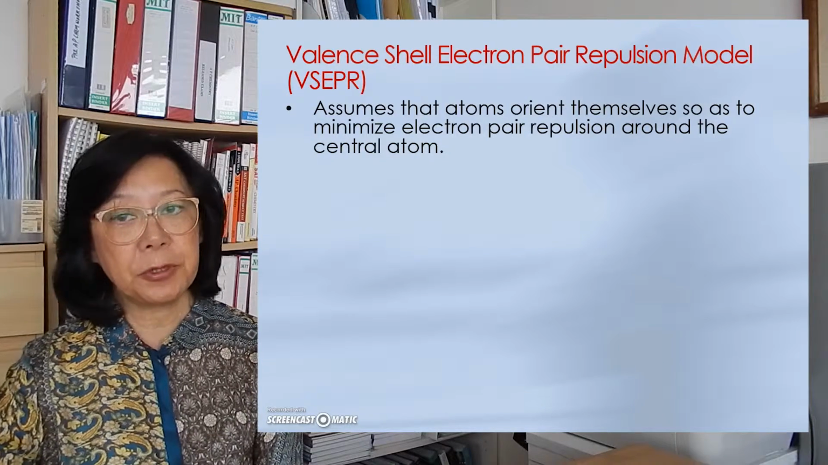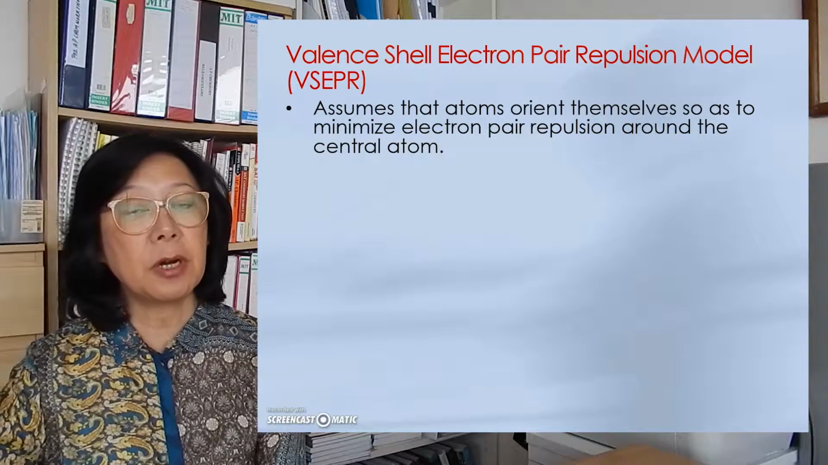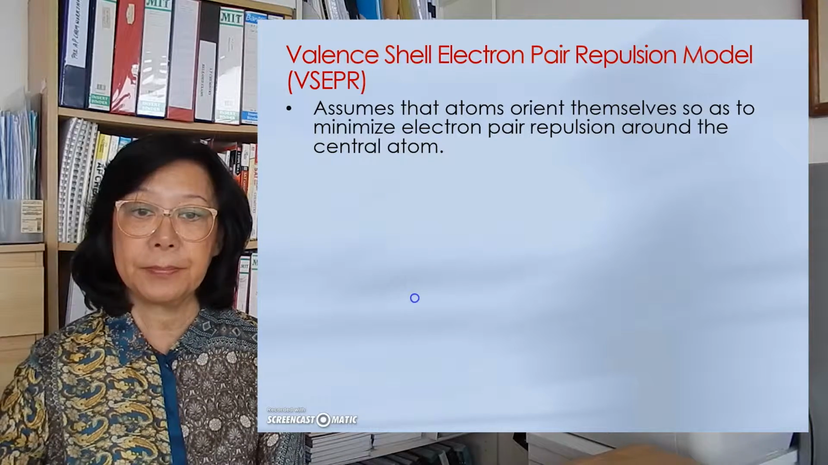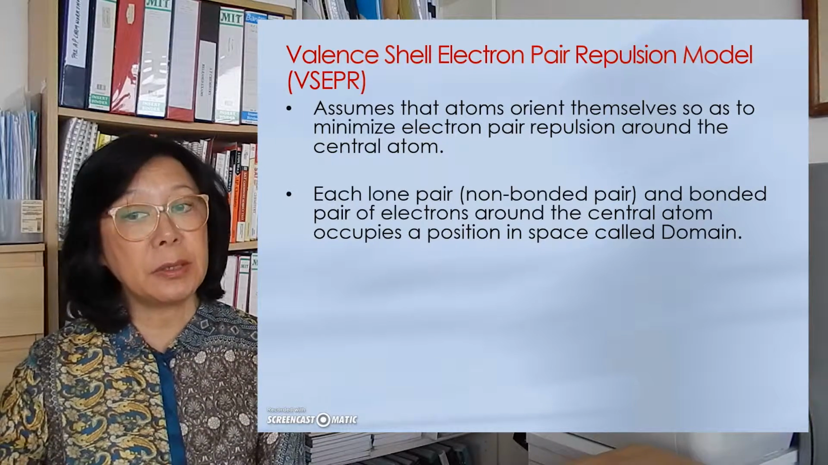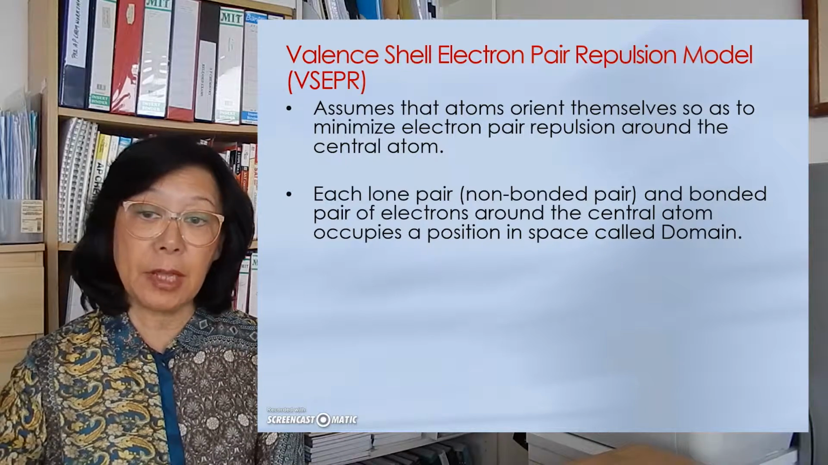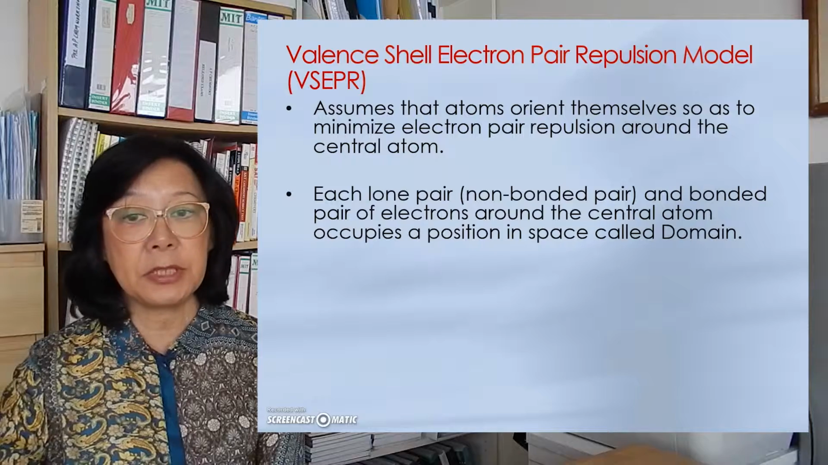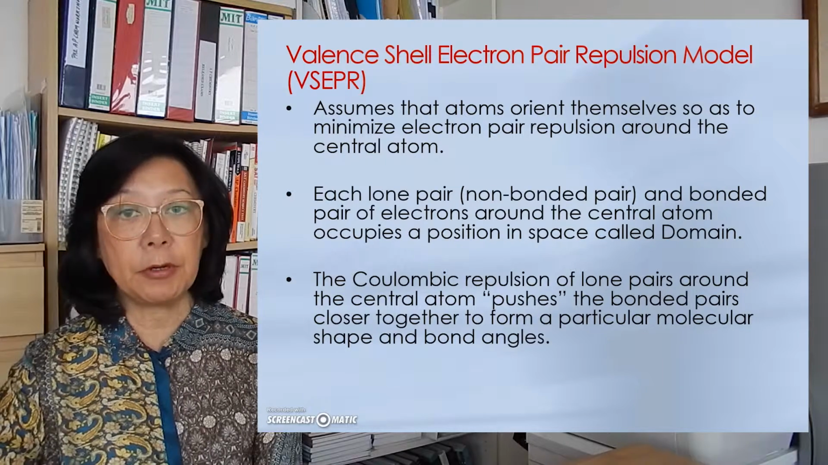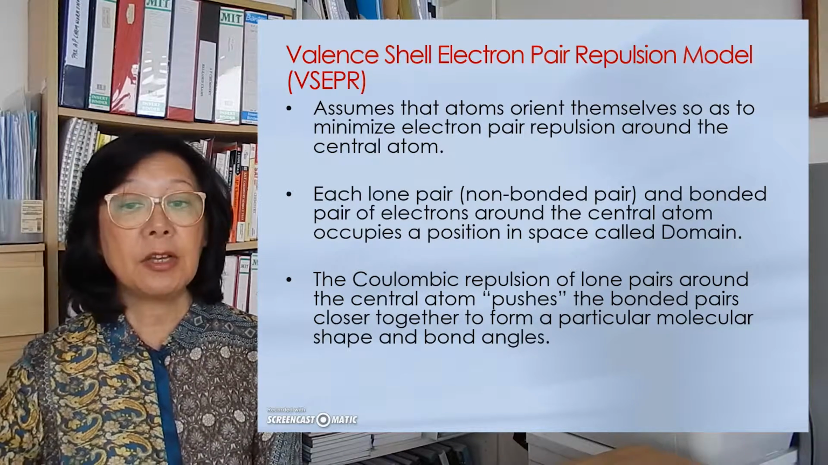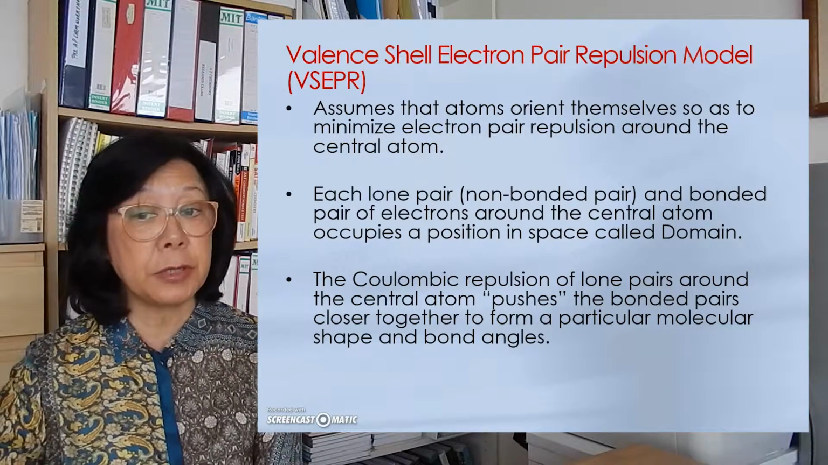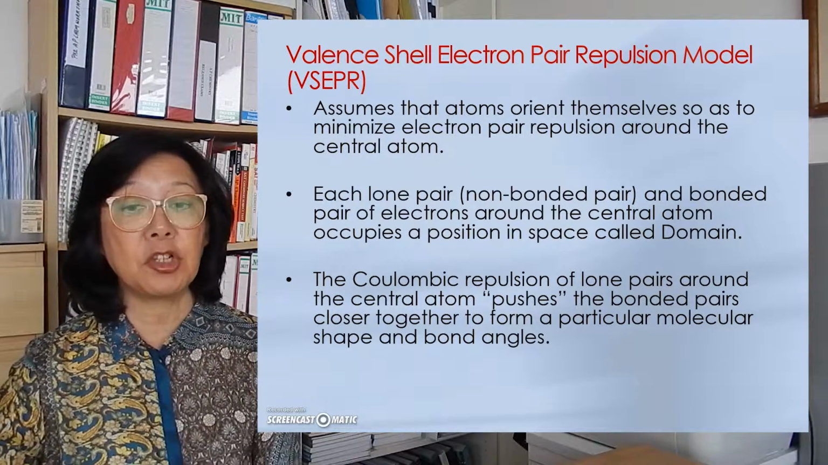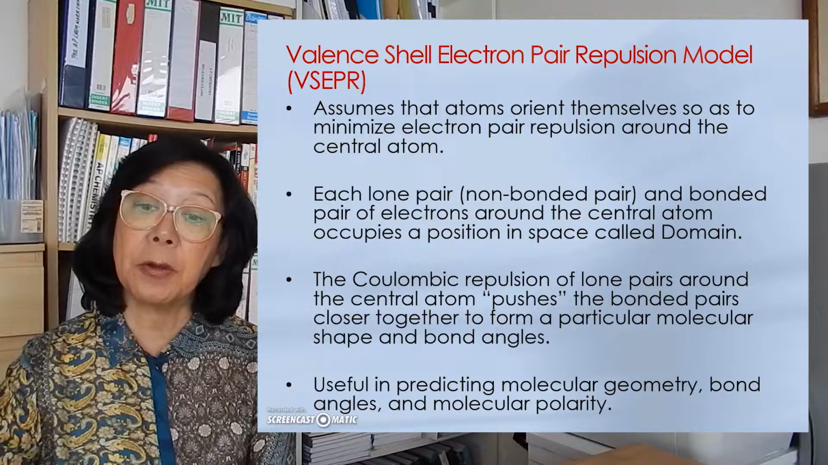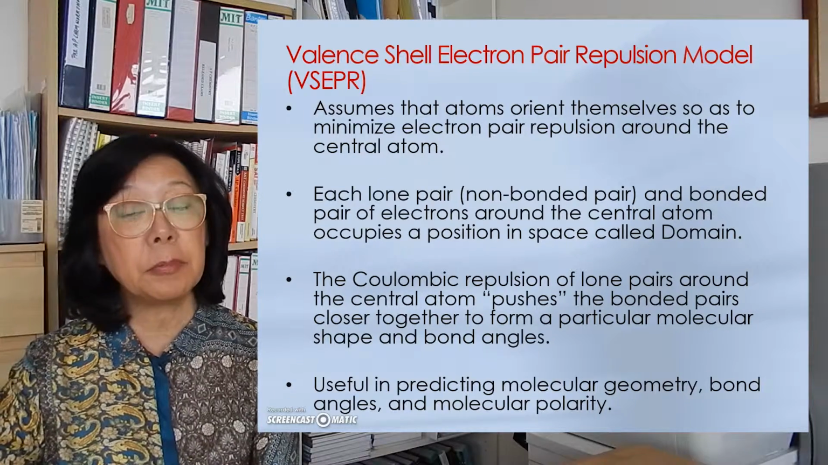Now, in the VSEPR model, it is assumed that atoms orient themselves so as to minimize electron pair repulsion around the central atom. Each lone pair, meaning a non-bonding pair of electrons, and each bonded pair of electrons around the central atom occupies a position in space which we call a domain. The Coulombic repulsion of lone pairs around the central atom actually pushes the bonded pairs closer together to form a specific molecular shape and bond angles. It is useful in predicting molecular geometry, bond angle, and molecular polarity.